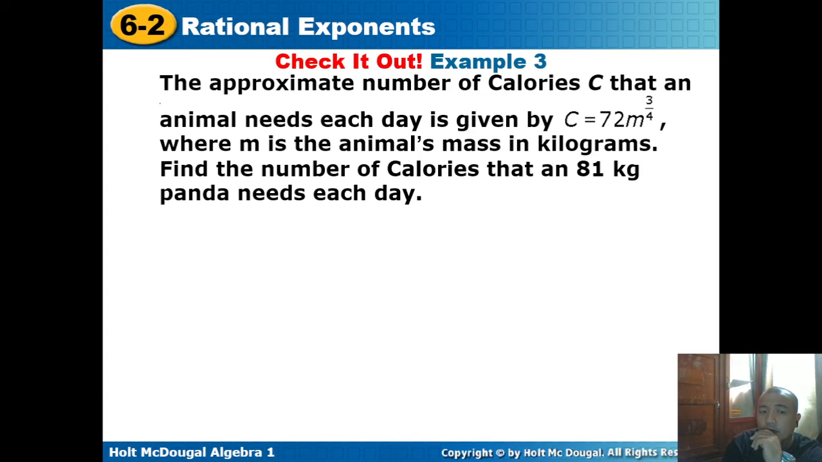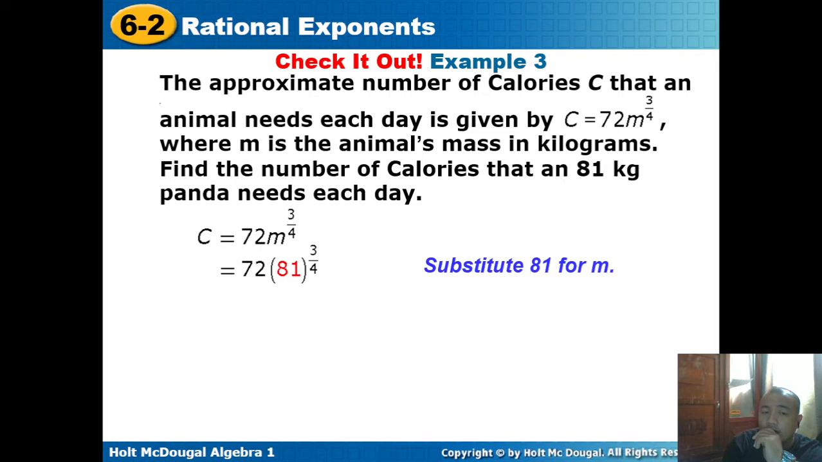Another one: the approximate number of calories C that an animal needs each day is given by C equals 72 m raised to 3/4, where m is the animal's mass in kilograms. Find the number of calories that an 81 kilogram panda needs each day. So the formula for the calories is 72 m raised to 3/4. Okay, how many calories does an 81 kilogram panda need each day? So we substitute m by 81. So 72 times quantity 81 raised to 3/4.